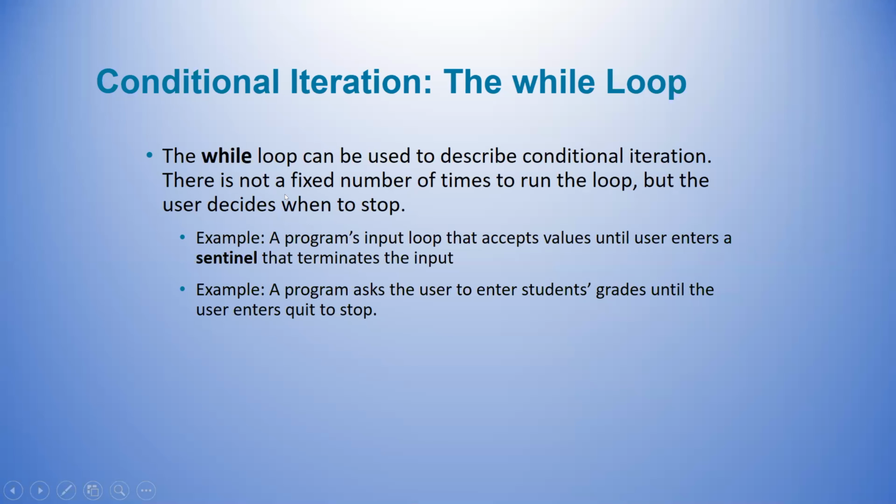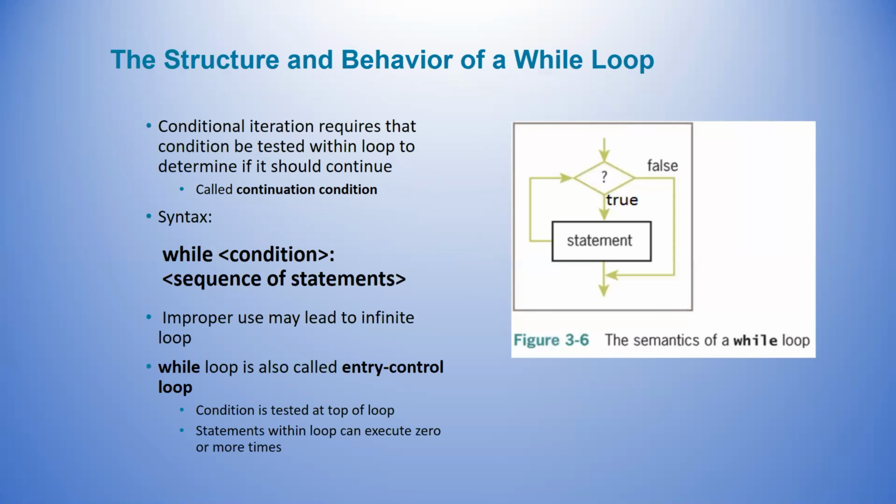Here we are talking about a loop where there is not a fixed number of times to run, but the user decides when to stop. For example, a program's input loop that accepts values until the user enters a sentinel value that terminates the input. A program asks the user to enter students' grades until the user enters quit to stop. So that means these kinds of loops are decided by the user. When do you want to quit, right? That is different from the for loop.